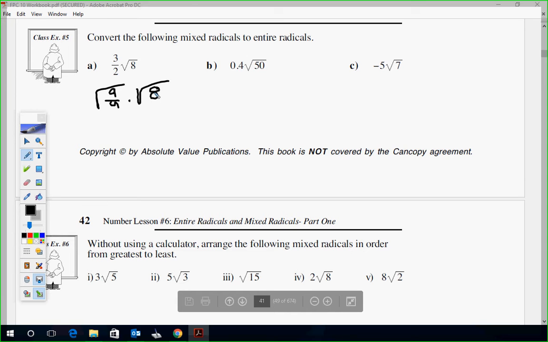I squared 3/2, so I squared the top. 3 times 3 is 9. Squared the bottom. 2 times 2 is 4. And I put it in the radical. Then I'm going to multiply those. So 9 times 8 is 72 over 4. 72 divided by 4 is root 18. That's the simplest entire radical there.